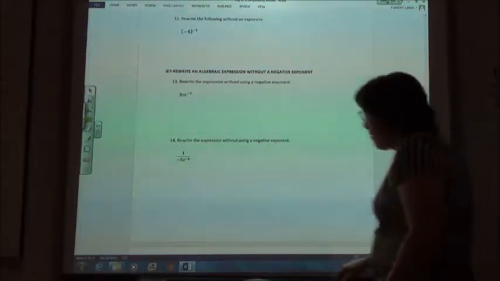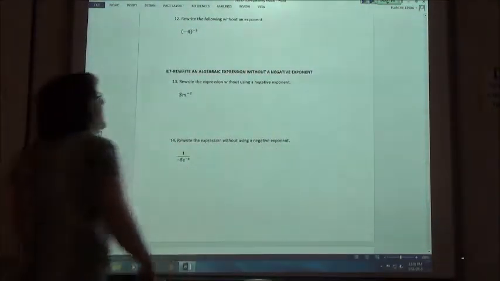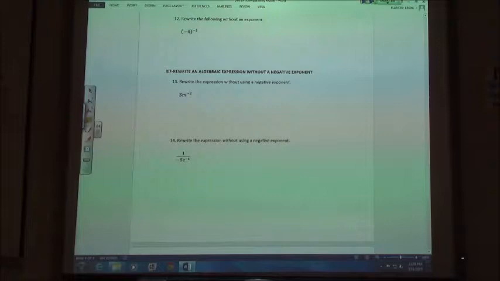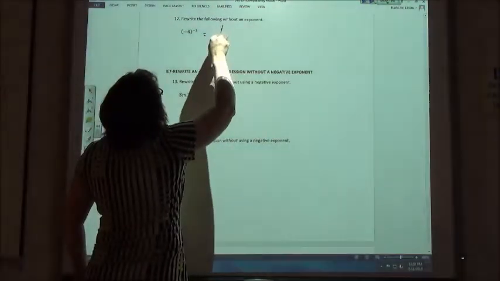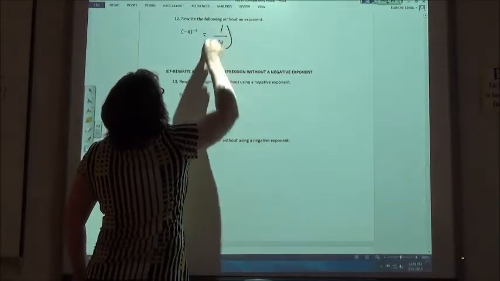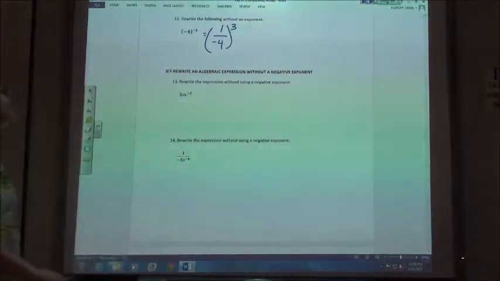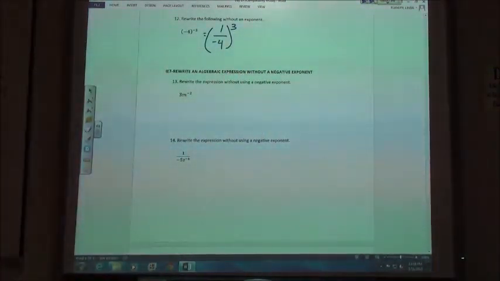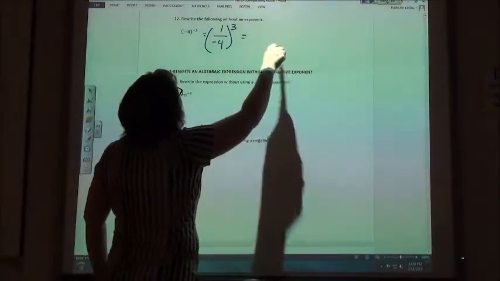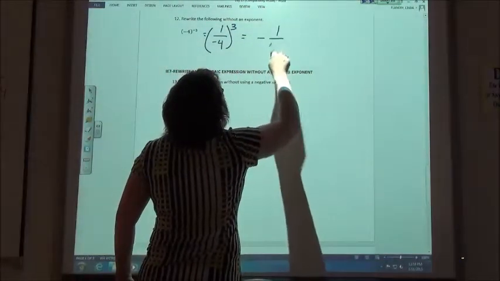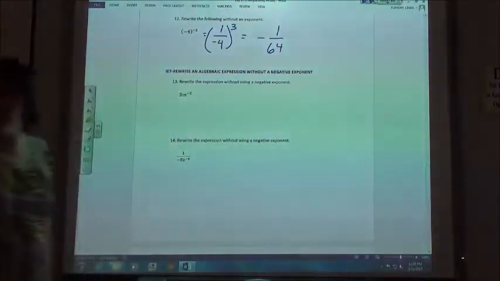So number 12, if I want to do -4 to the -3rd power. 1/4. -1/4. 1 over -4 to the 3rd, right? Or -1/4 to the 3rd, which gives you -1 over 64.